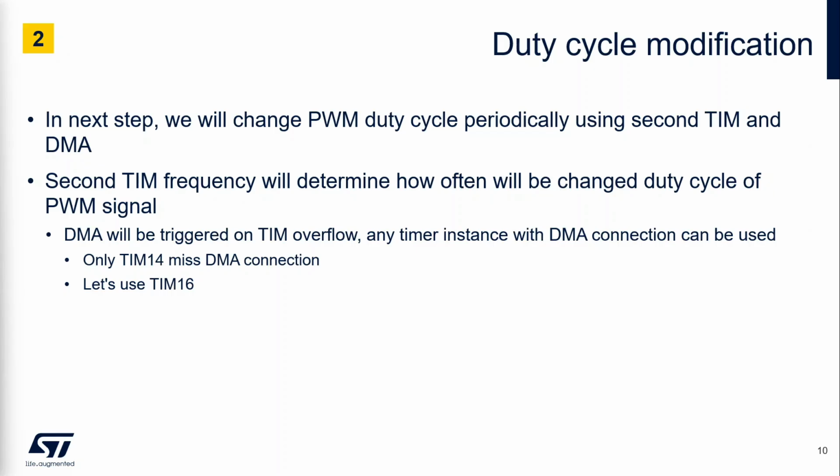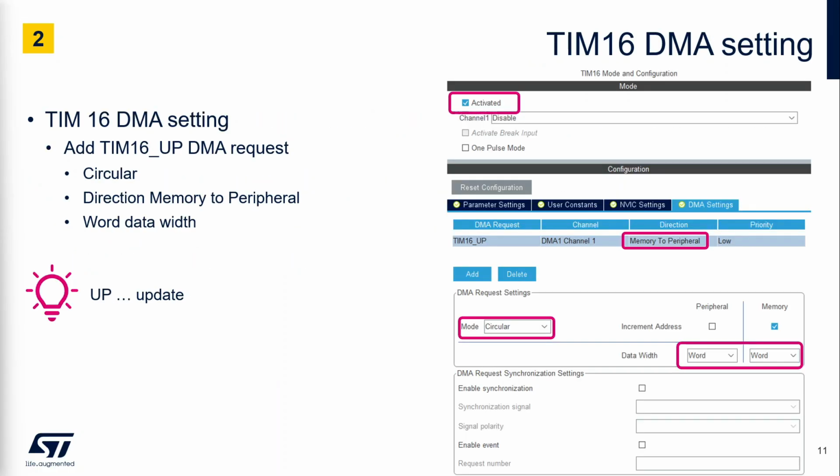Now in the second part of our presentation we will change the frequency of timer 1 to higher, and we will change the duty cycle to change the LED brightness. The second timer will be used for timing of changes, and DMA will be used to change the duty cycle. First we must activate timer 16 and set DMA settings for this timer.